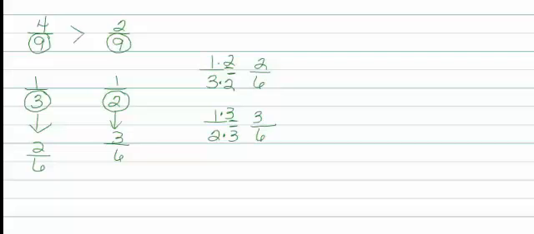Now when we look at our denominators, we can see that they are the same. They're both 6. And when we compare our top numbers, 2 and 3, we know that 2 is less than 3. When you are comparing fractions, you need to make sure that they have common denominators.